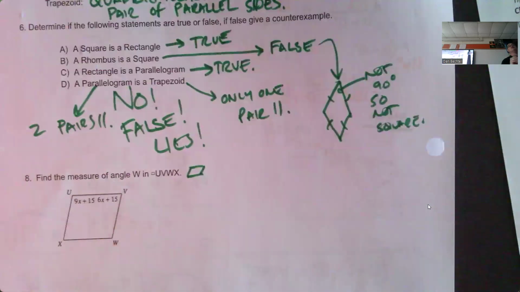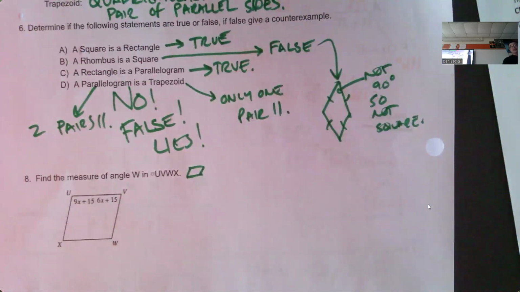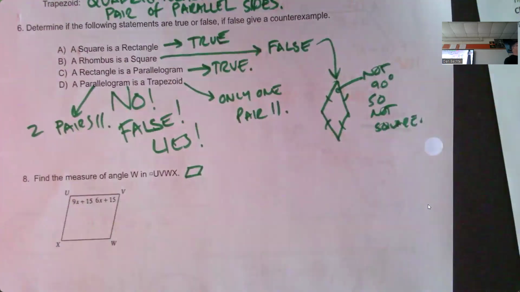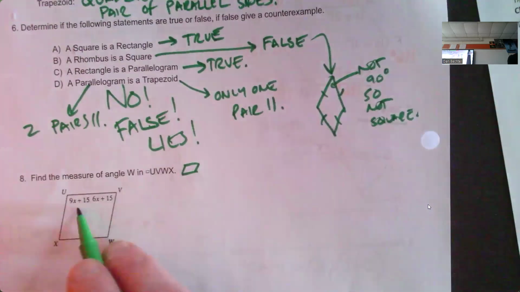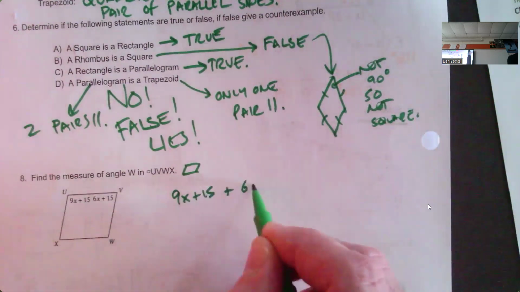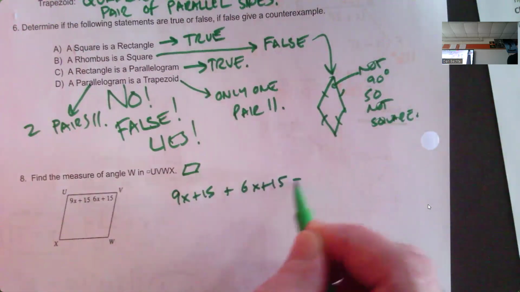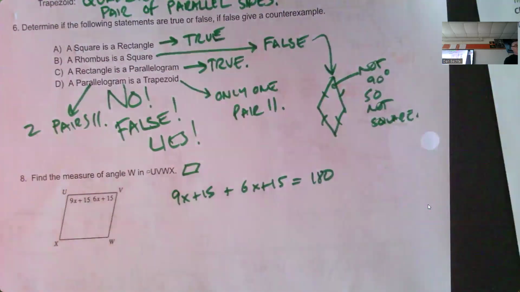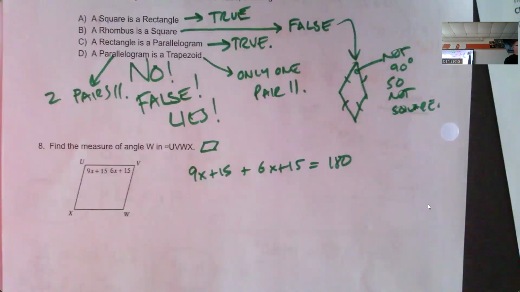If you're not sure when you take the final about something like that, please ask. Does that say it's a parallelogram? I will tell you yes or no. But when we look at something like this, we know that consecutive angles are supplementary. So I would add the two of these together, 9x plus 15 plus 6x plus 15. And what would it equal? 180.